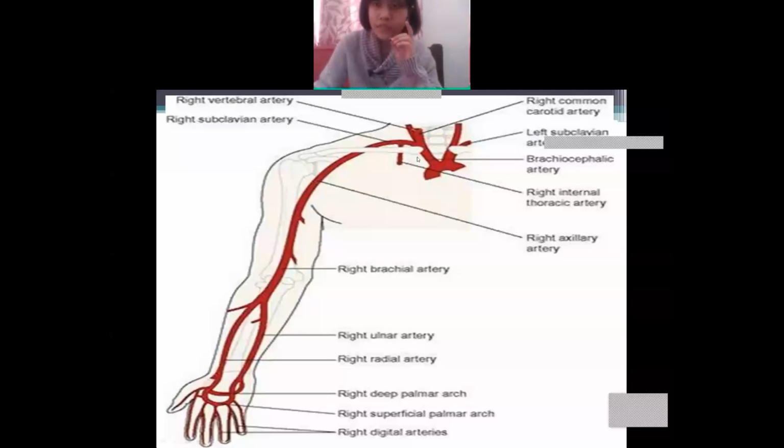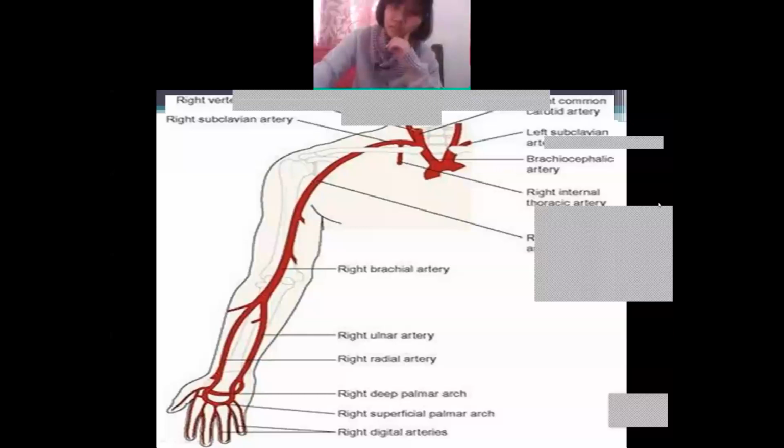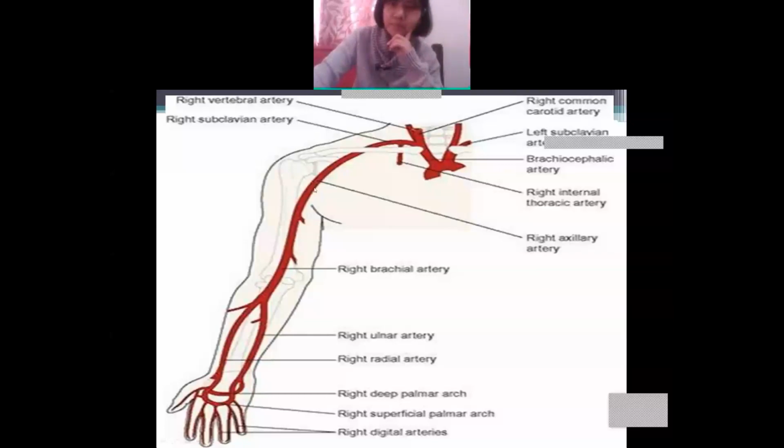And this brachiocephalic artery will continue, and it will join the axillary artery. They will join in this axillary artery. Did you understand so far? Or do you want me to repeat again?